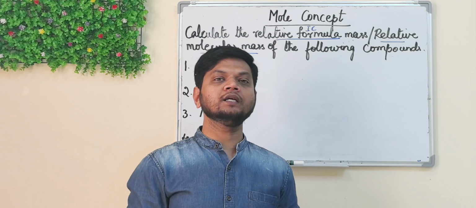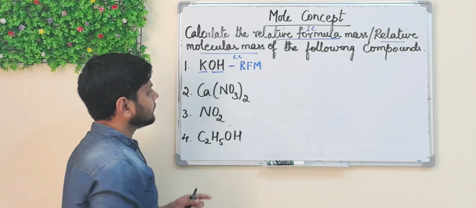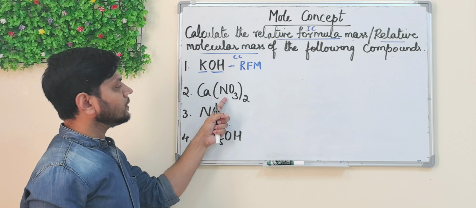So let us understand that first. The first compound we have is potassium hydroxide, KOH. Potassium is a metal, and hydroxide, which is hydrogen and oxygen, is non-metal. So it is a metal non-metal ionic compound, and for this we will calculate the relative formula mass. Then calcium nitrate: calcium is a metal, nitrogen and oxygen are non-metals. So again metal and non-metal, and for this also we calculate relative formula mass. I am writing the short form RFM for relative formula mass here.